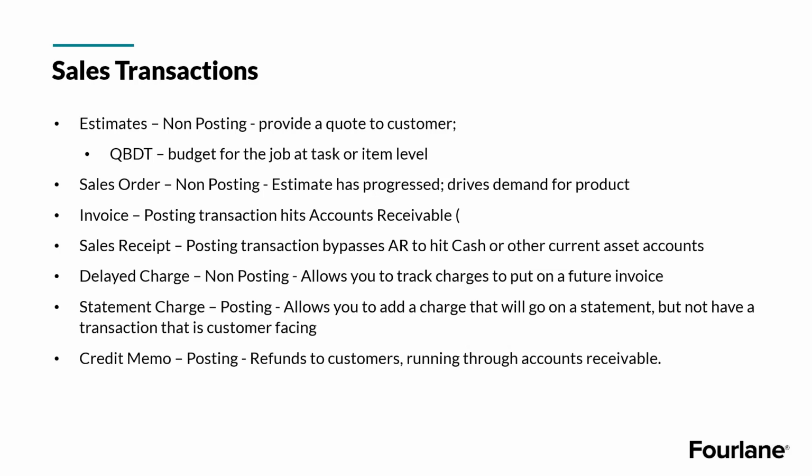So that's what non-posting means. What do we use an estimate for? To provide a quote to a customer: here's what it's going to cost you. In QuickBooks Desktop, we also use it for budgets for the job, to track at the task level, item level, or service level. Then we have sales orders. This is also non-posting. The estimate has progressed, and it drives demand for product. This is something we're going to be looking at today.